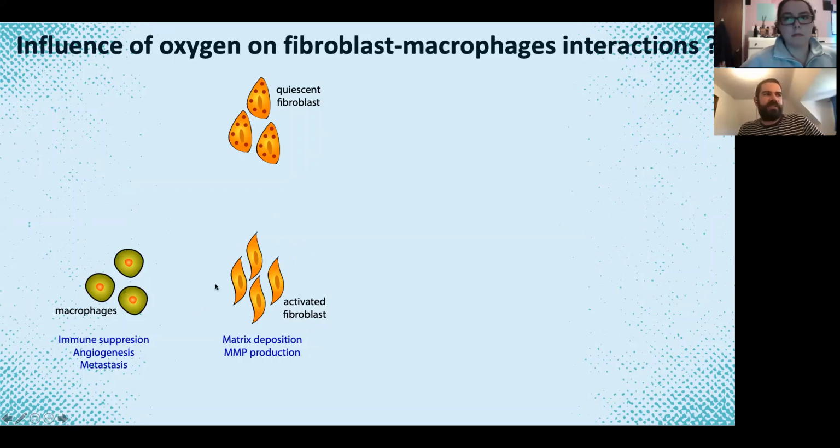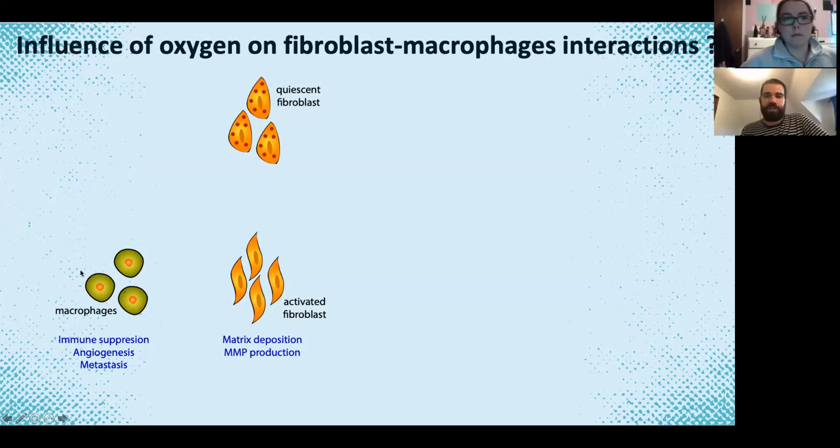And the role of these fibroblasts is basically to remodel the matrix. So they have a huge role in metastasis, for example, because they can degrade the matrix. And when the matrix is degraded, the cancer cells can move around, reach the blood circulation, and go and make metastasis, right? So these cells have a crucial role in cancer progression.